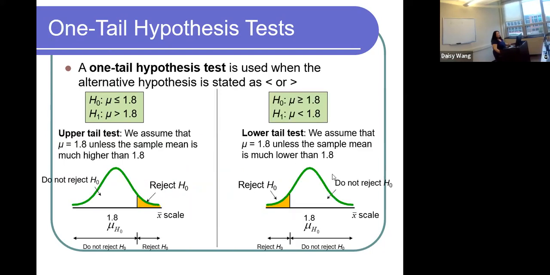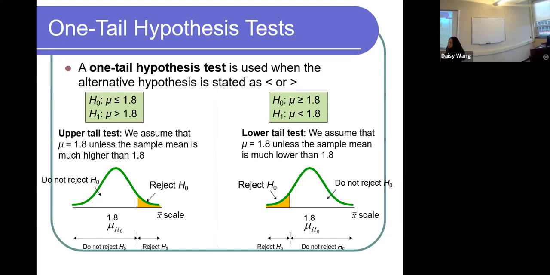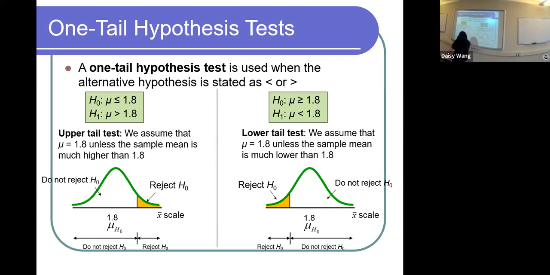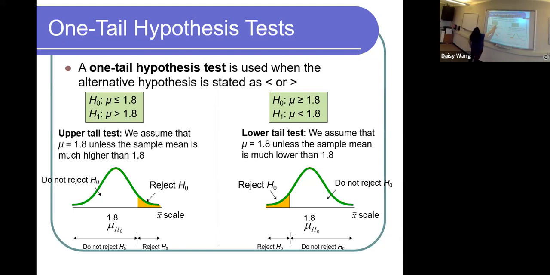So this is the new hypothesis. And then one tail could be this way. If you think more people are using more than 1.8 data every month, so this will be our new hypothesis. So we believe the data used is around here. If that's the case, that means we have to reject the null hypothesis.